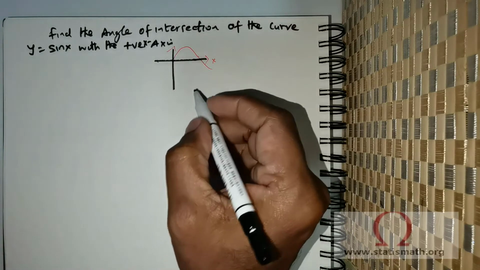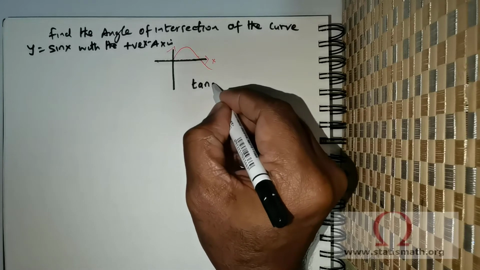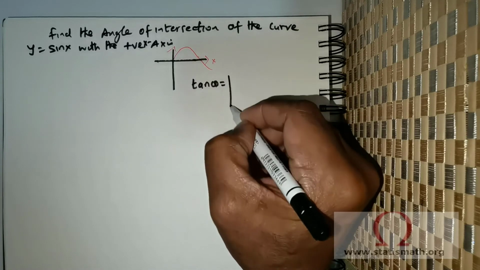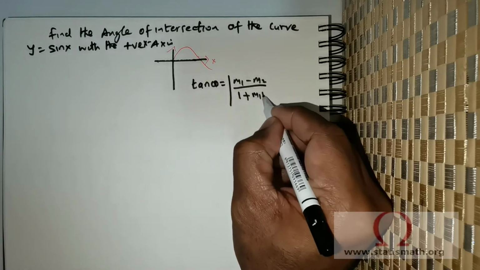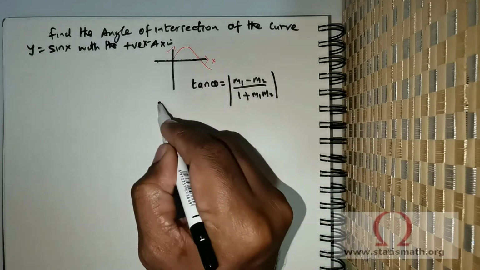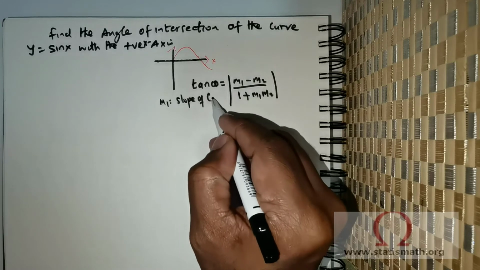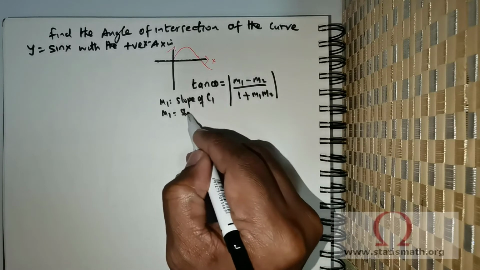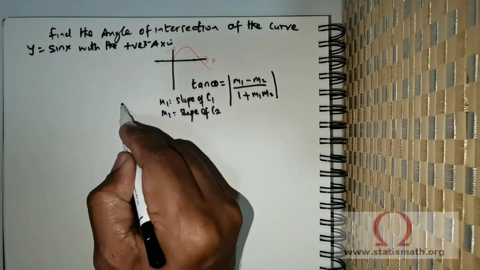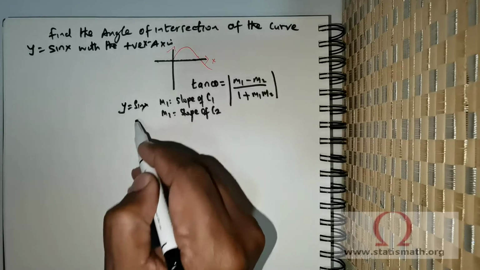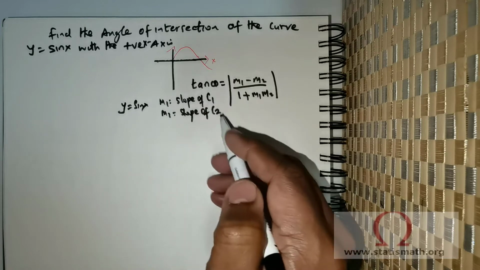Okay, now there are a few things you have to know. First is you got to know the formula. We know that tan theta is equal to modulus of m1 minus m2 divided by 1 plus m1 times m2, where m1 is the slope of curve 1 and m2 is the slope of curve 2. Now curve 1 is given to be y equal to sine x, and curve 2 is the horizontal line.